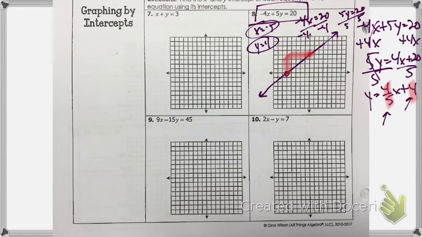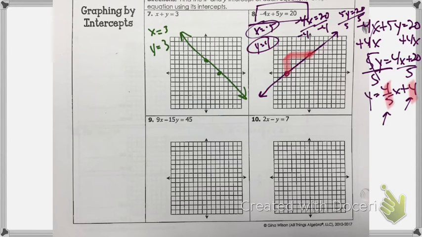So when y is 0, x is 3. When x is 0, y is 3. So 3 on my x for my intercept there, 3 on my y for my intercept there. I got myself a line.